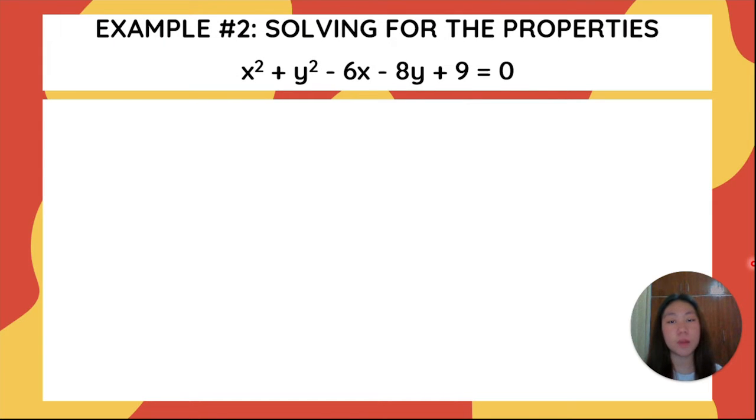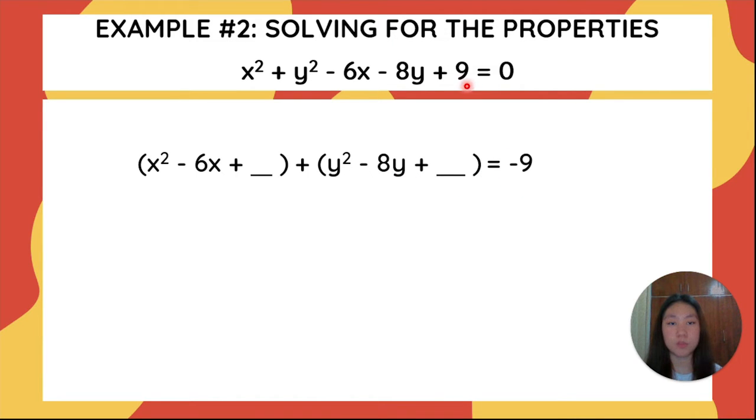Next, let us solve for the properties of the circle given its general equation x squared plus y squared minus 6x minus 8y plus 9 is equal to 0. Let us first arrange and combine terms that have the same variables. So we have x squared minus 6x plus, let's leave first a blank, and then y squared minus 8y plus blank is equal to transpose 9, so we have negative 9. Now, in order for this to be a perfect square trinomial, we need to fill in the blanks. So how would we do that?